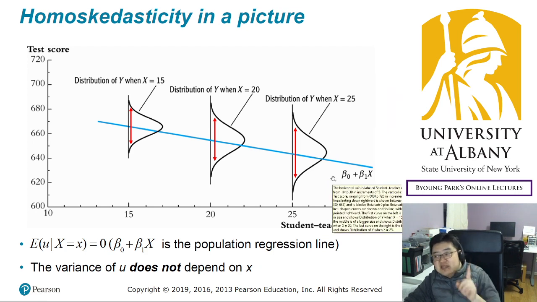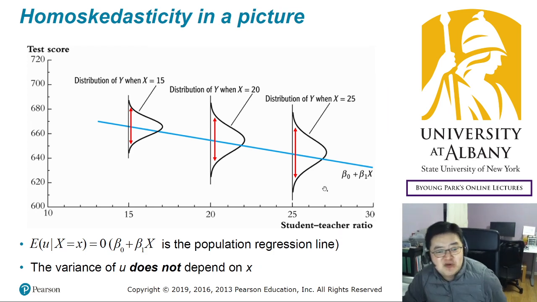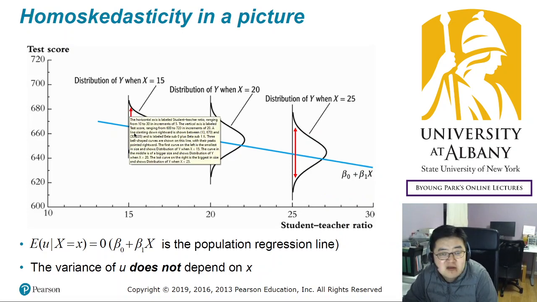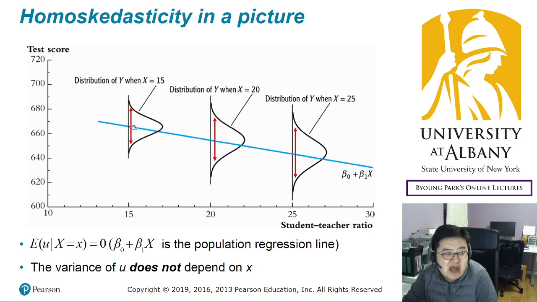By the way, this picture is in the textbook as an example of homoskedasticity. But as you can see, the red arrow is added by me. That's what I added.